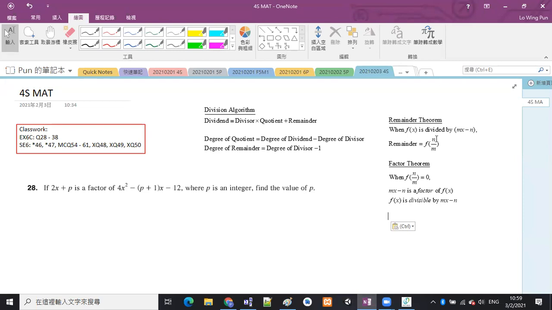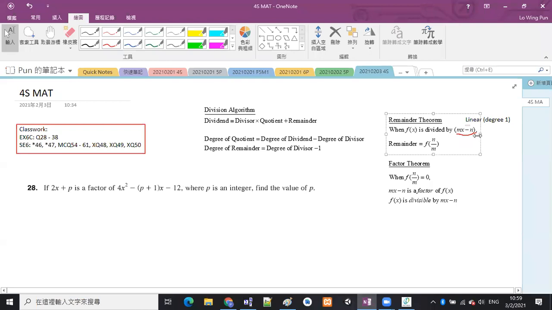Okay, remainder theorem is when f(x), a polynomial function, is divided by mx minus n. Notice that this mx minus n must be a linear polynomial. Okay, must be linear. Linear means degree 1. So there is no square term, no power 3, no power 4. The highest power of x is power 1. Okay, no square term.